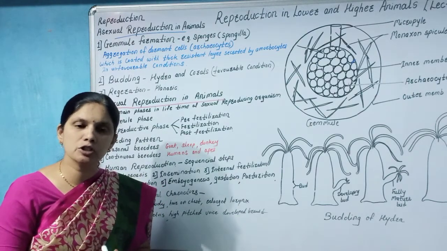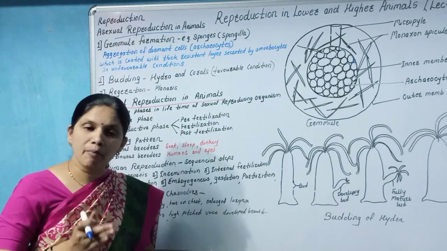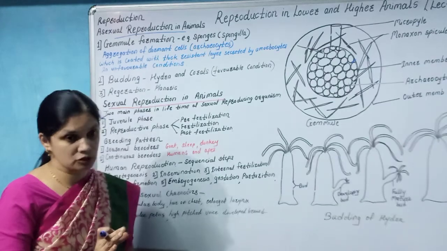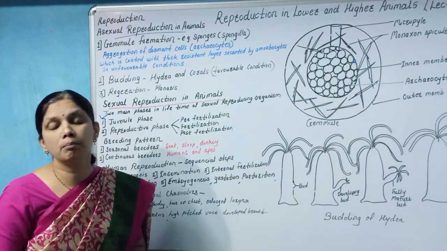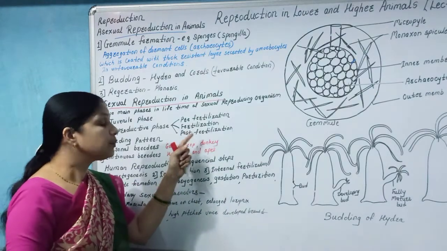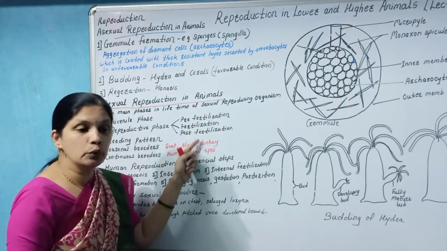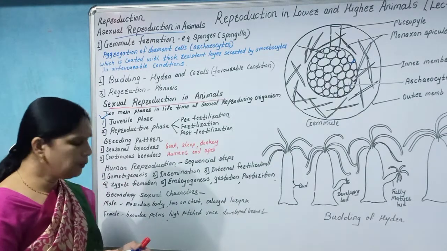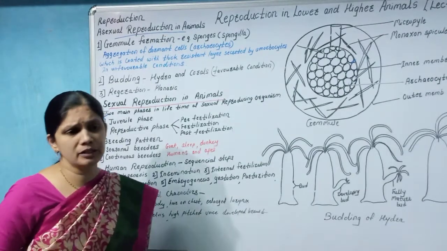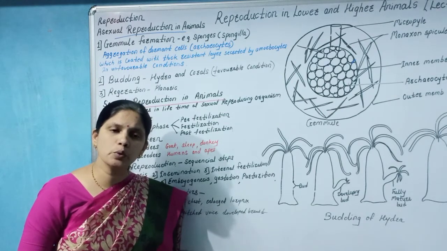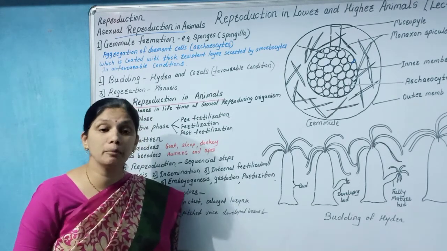division and redivision, by mitotic division there is a formation of the embryonic stage, and then there is a development of the new organism, the new offspring. All these steps are included in the post-fertilization. Then if you observe the breeding pattern, the sexually reproducing animals also show different breeding patterns.